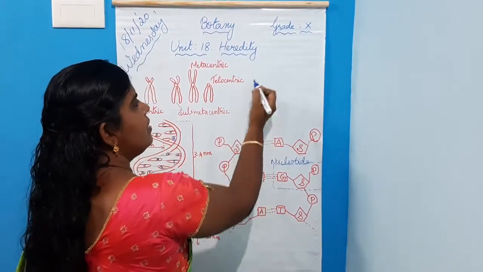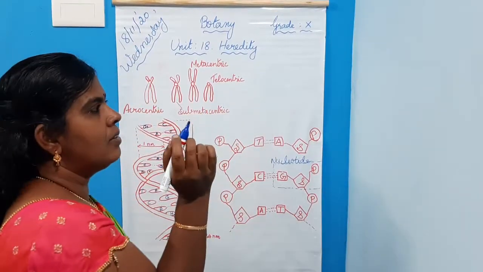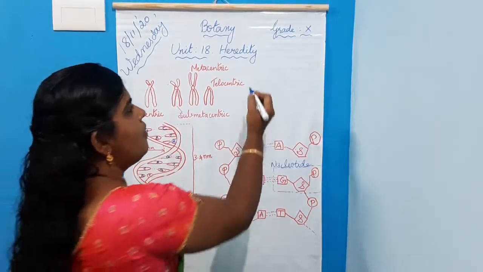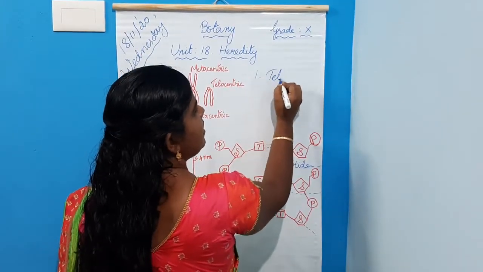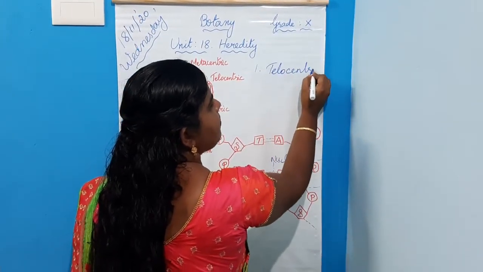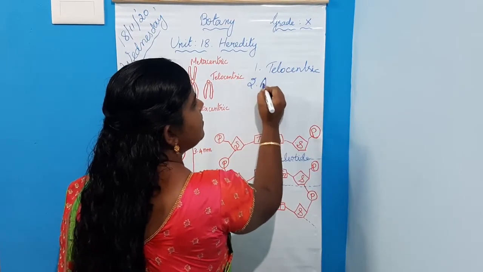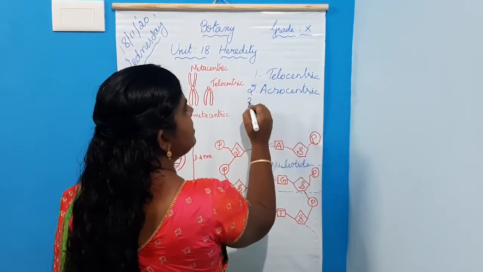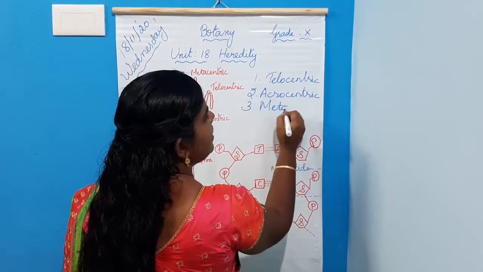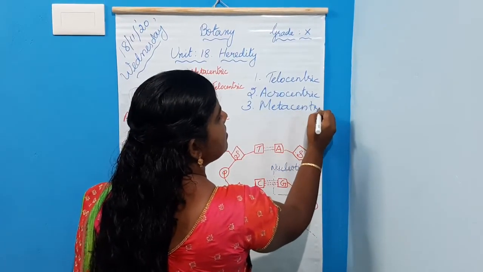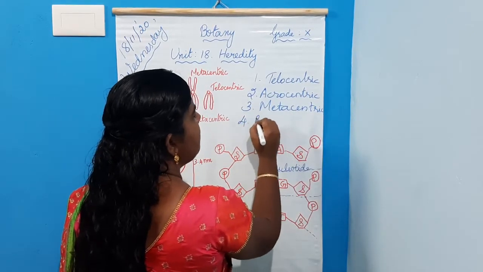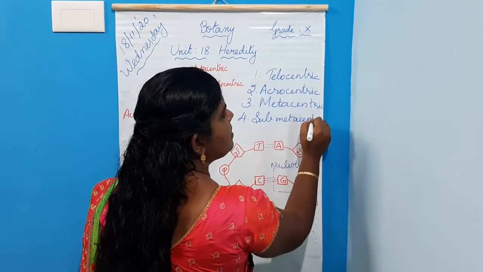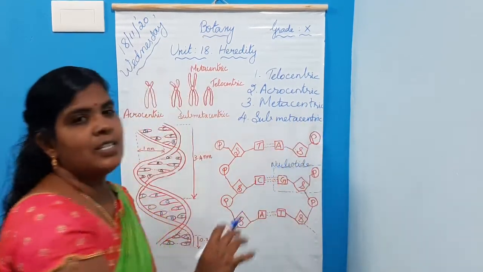What are the 4 types of chromosomes based on the centromere? One is telocentric, acrocentric, metacentric and submetacentric. These are the types of chromosomes based on the position of the centromere.